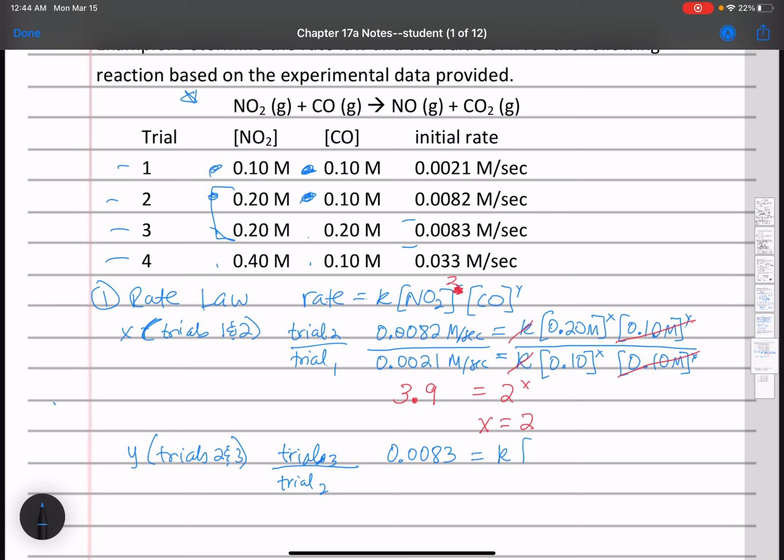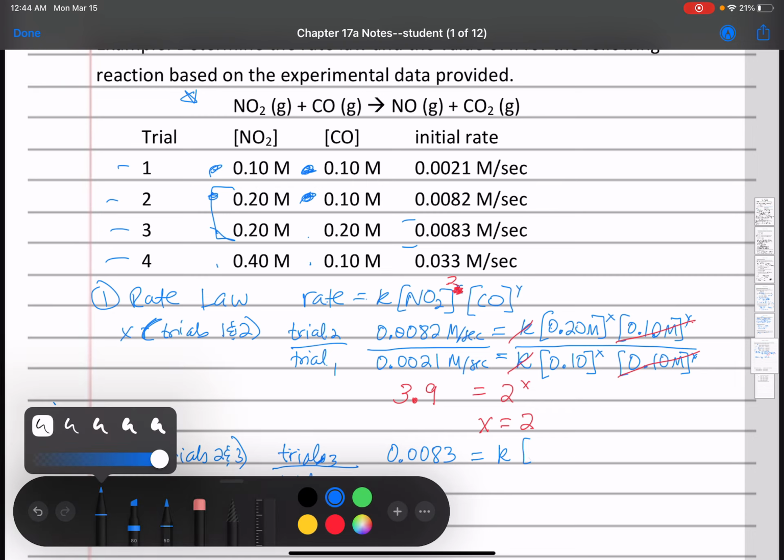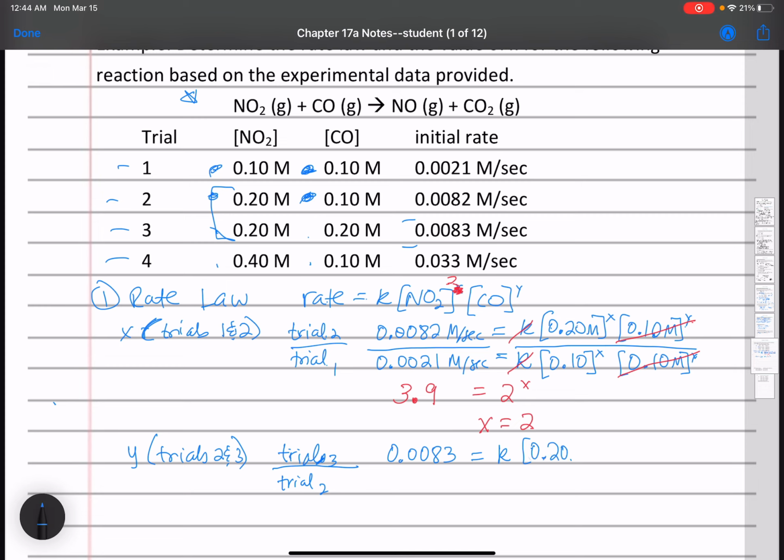times the rate constant, the concentration of nitrogen dioxide, which is 0.20 molar to the x power, or we could plug in 2, since we already found it, but it's not going to matter much because it's going to cancel out anyway. And then to the y, trial 3 is 0.20 molar to the y power.